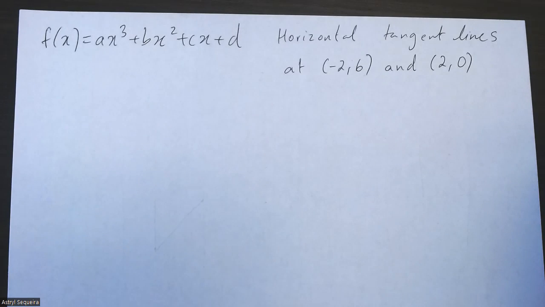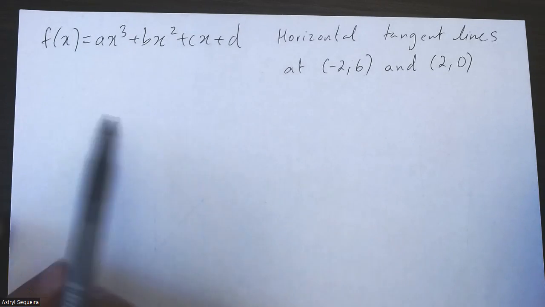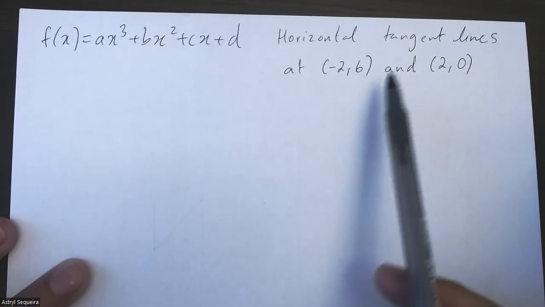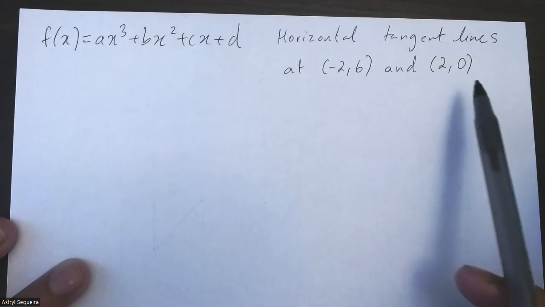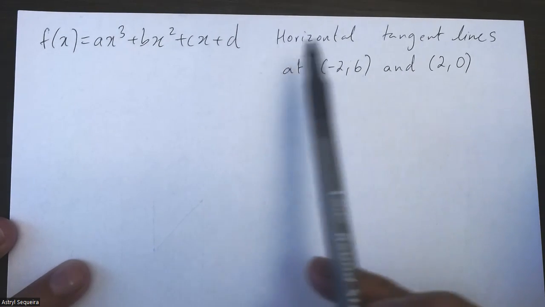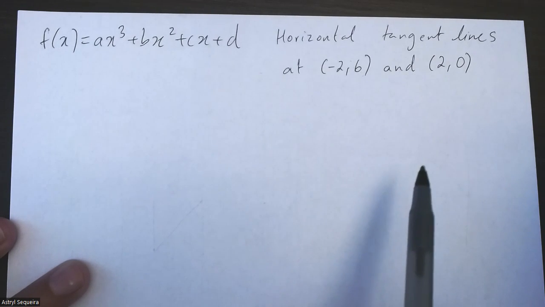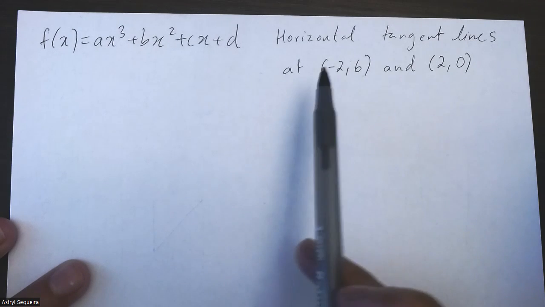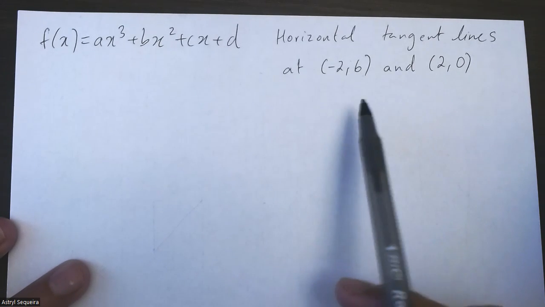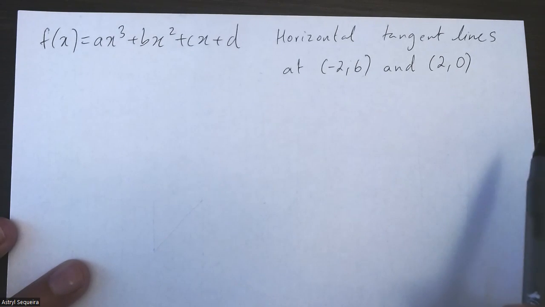All right, in this video, I want to find a cubic equation that has horizontal tangent lines at these 2 points. Now, I did another example of this one earlier, and that was an easy example because we were given a y-intercept in the question. In this question here, there's no y-intercept given. It's going to make it a bit more difficult.